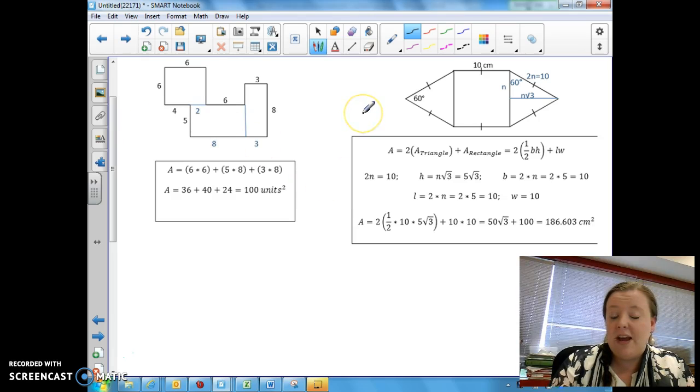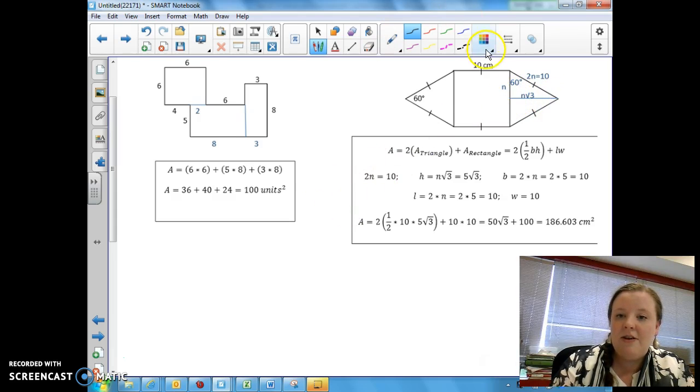This one over here, we have to use a little bit of special right triangles to get some of the things we need. Remember, your base and your height have to be perpendicular on a triangle. So if I establish that this is the base, my height has to go from the base to the vertex and hit at a 90-degree angle. So we had to use special right triangles to find the height.